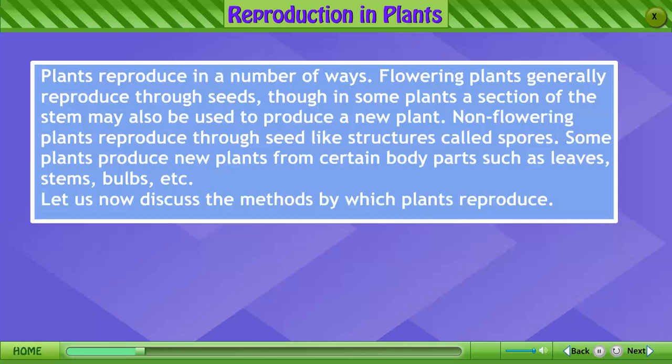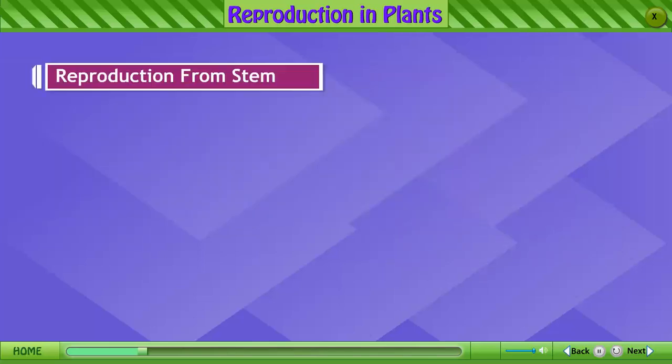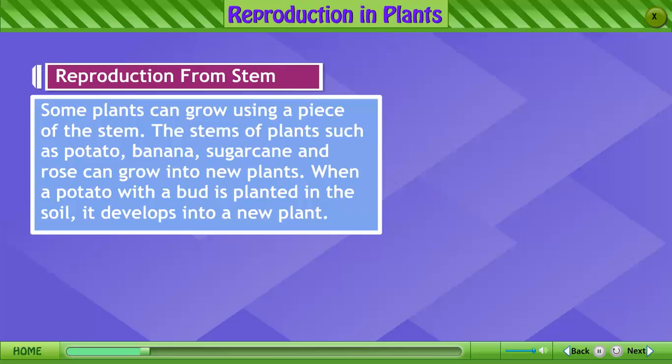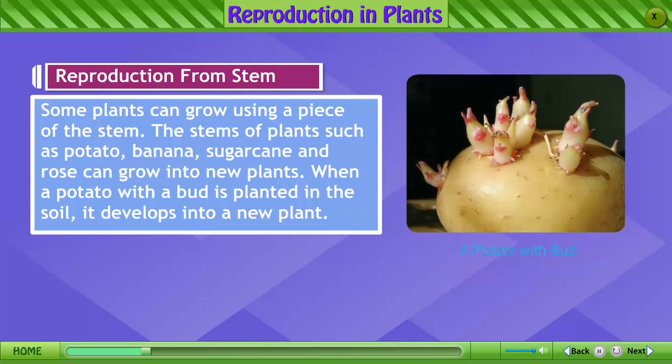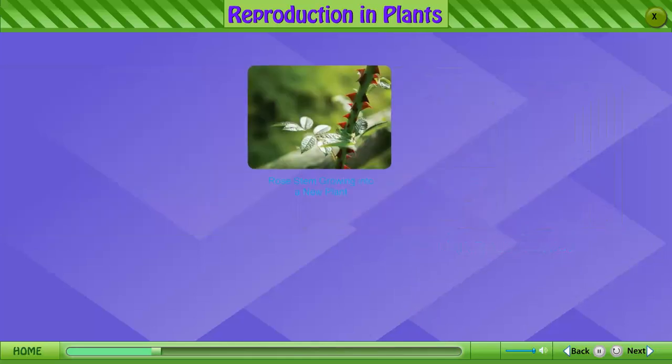Let us now discuss the methods by which plants reproduce. Reproduction from stem. Some plants can grow using a piece of the stem. The stems of plants such as potato, banana, sugarcane and rose can grow into new plants. When a potato with a bud is planted in the soil, it develops into a new plant.